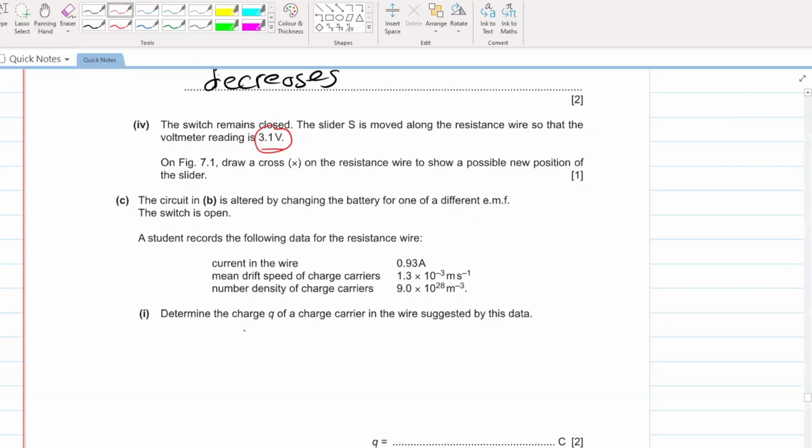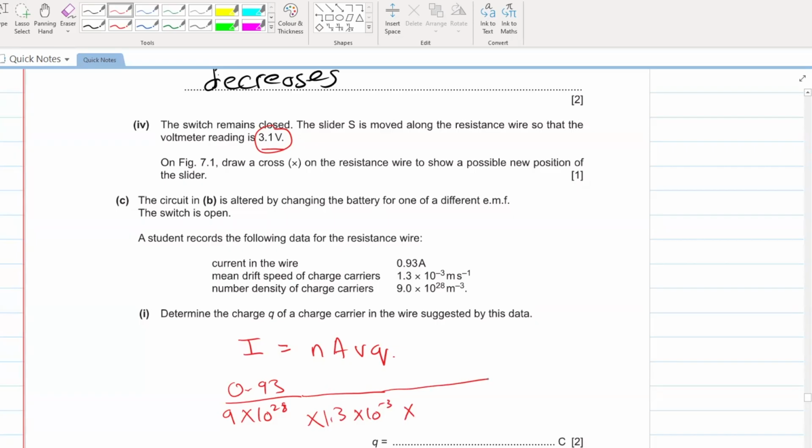We have to find the charge. Which formula will we use? Current is equal to what? Does anyone remember? Current is equal to n A v Q. Okay, do you have the current? Yes, 0.93. Perfect. Do you have N? That is the number of charge carriers. Yes, 9 into 10 to the power of 28. Do you have the velocity? Yes, 1.3 into 10 to the power of negative 3. Do you have the area?